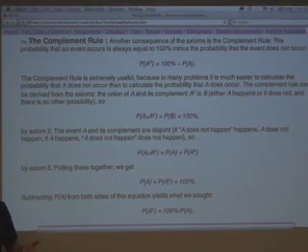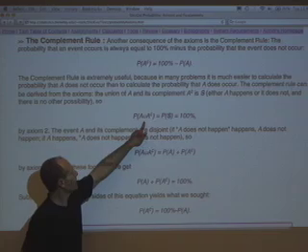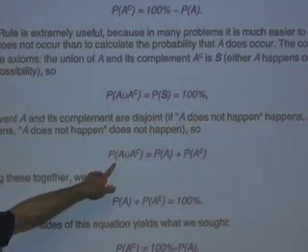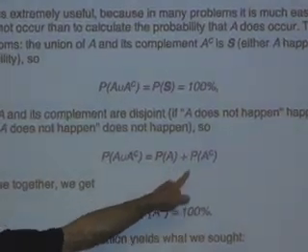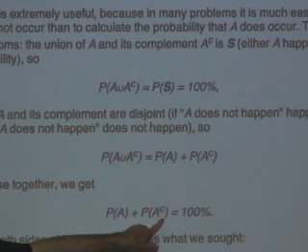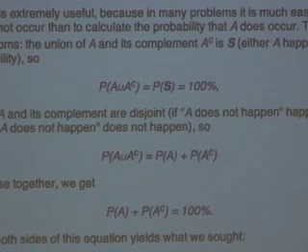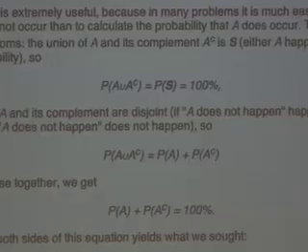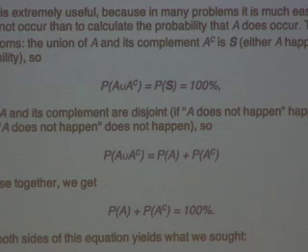But A union A complement is S. The chance of A union A complement is the chance of S. That's 100%. But because A and A complement are disjoint, the chance of A union A complement is the chance of A plus the chance of A complement. So what do we have? The chance of A plus the chance of A complement is 100%. Just subtract P of A from both sides, you get the chance of A complement. For convenience, if we want to calculate the chance of an event, it can often be much, much simpler to calculate the chance of the complement of the event and then subtract that from 1, rather than to calculate the chance of the original event.